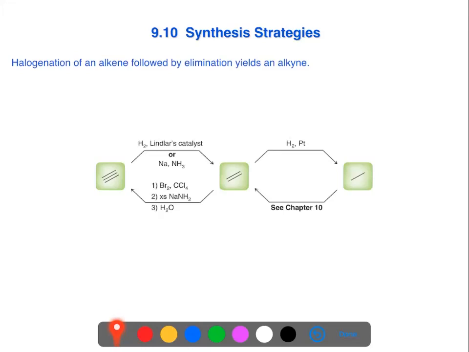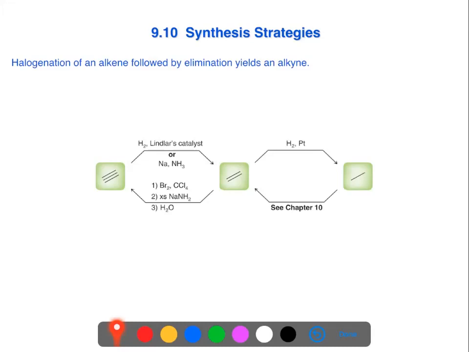Under those conditions, you can see here we have molecular bromine, with carbon tetrachloride as a solvent, sometimes shown in the text, sometimes not. And what we obtain from that would be the dibromo alkane. Now it seems we are going in the wrong direction. We now have no pi bonds where we wanted to obtain two pi bonds, as in the alkyne.